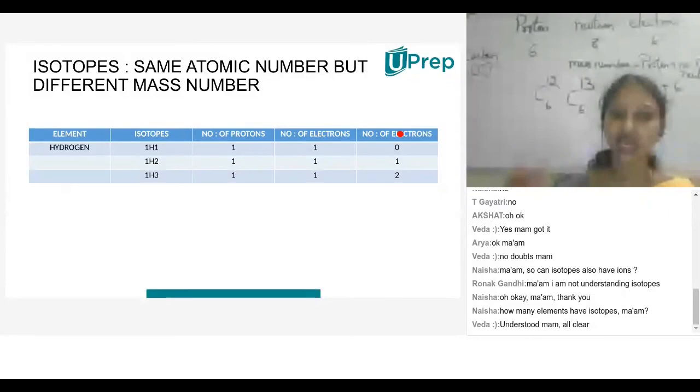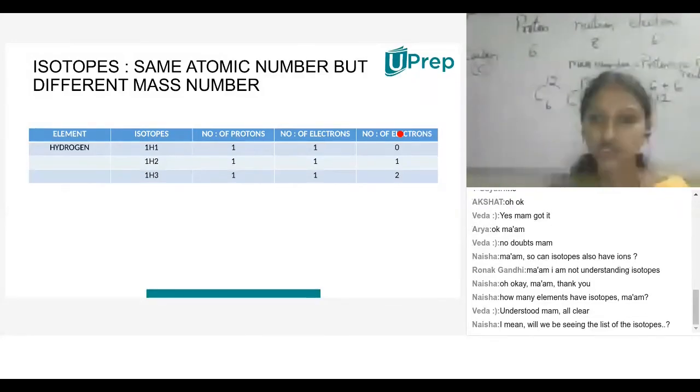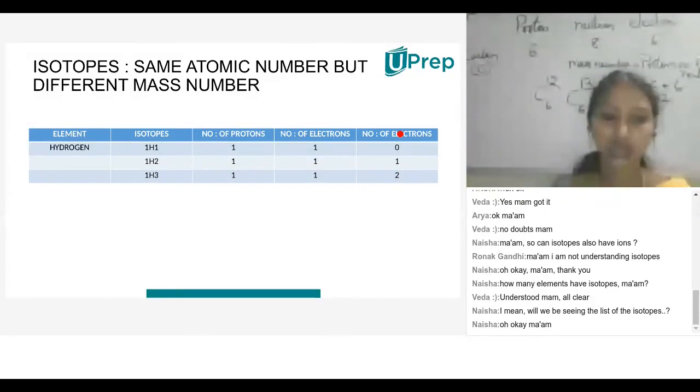So when we go with isobars and all, we'll see how many isotopes there are. I'll give you the chart. You want the notes, so I'll share them afterwards. Yes, I'll give you the list. Yes, Naisha, I'll give it. Okay. Everything else? Have you understood what is atomic number?